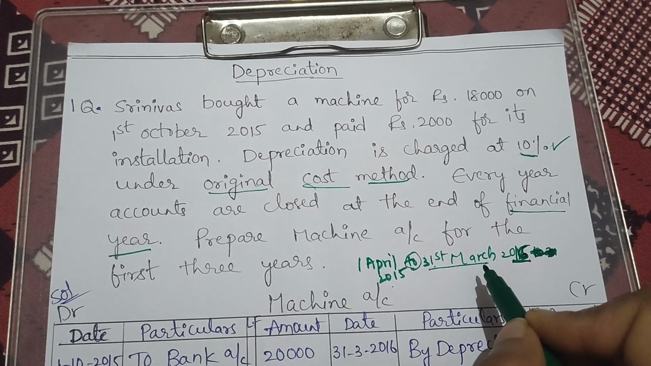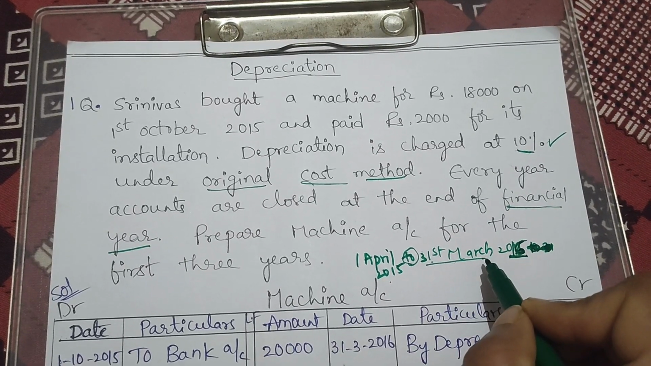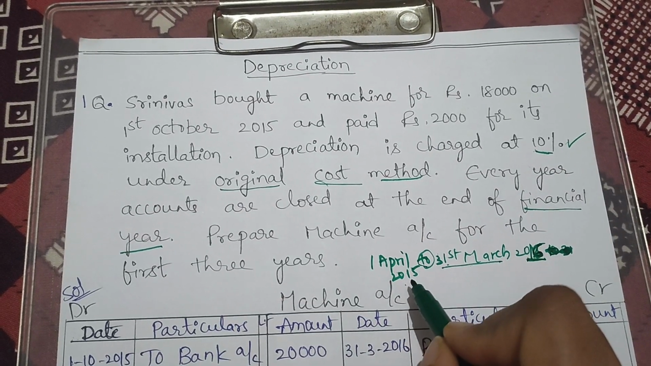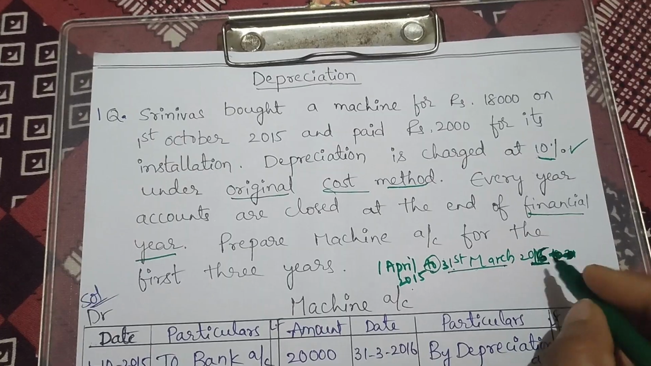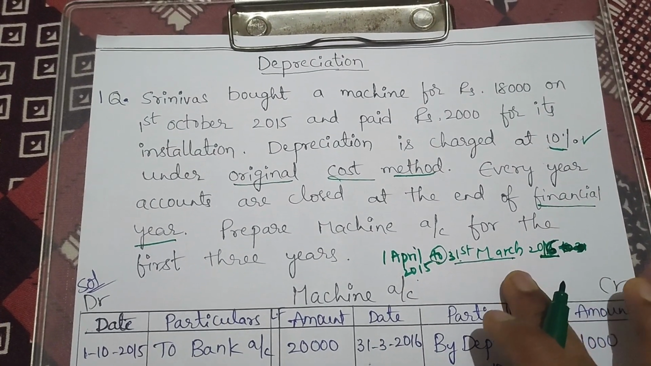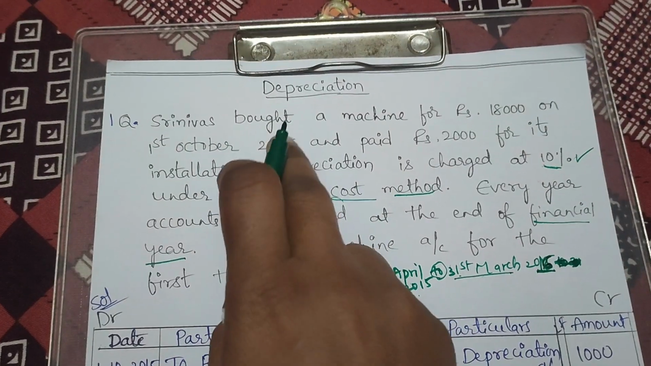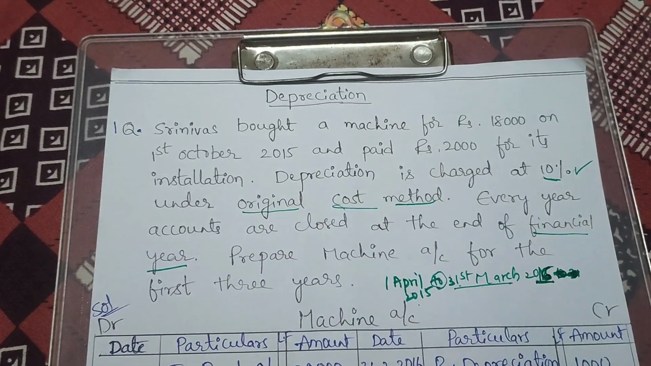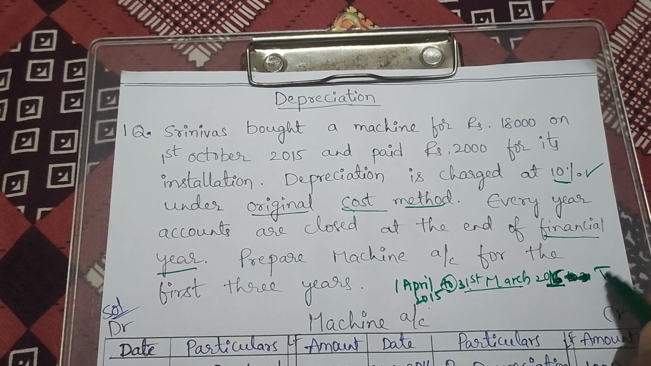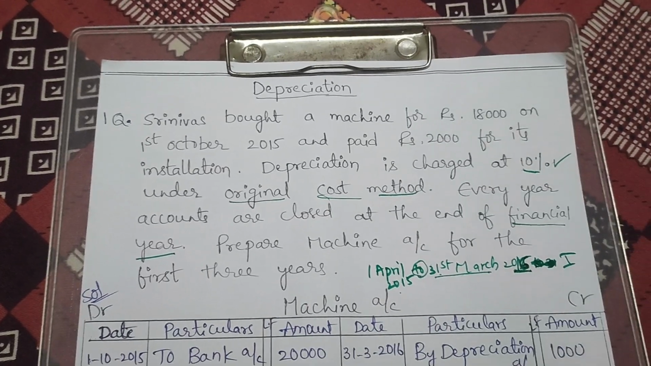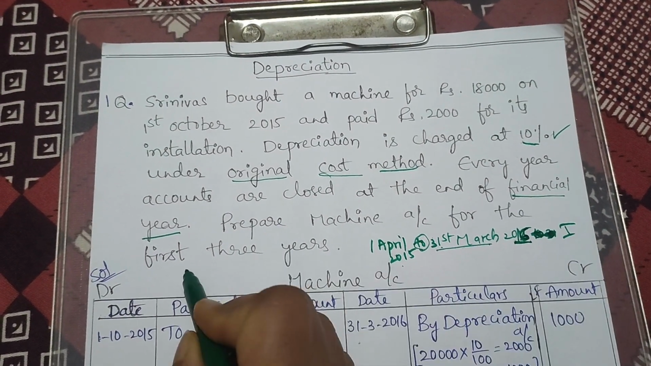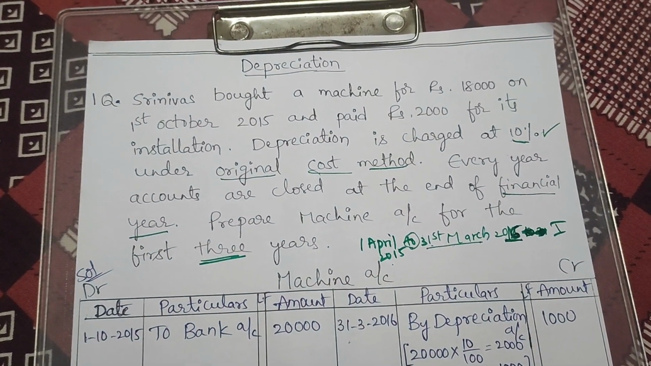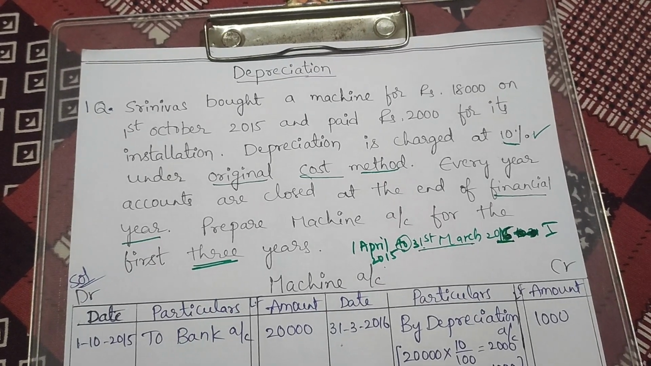If any year starts from 1st April and ends on 31st March, in between these two there will be 12 months. But 1st April 2015 to 31st March 2016, okay, that is one financial year here. And we have to take from 2015 onwards because machine is purchased in the year 2015. So this is the first year actually in this problem. And next, prepare machine account for first 3 years. We have to prepare account for how many years? 3 years. Okay, let us start preparing the machine account.